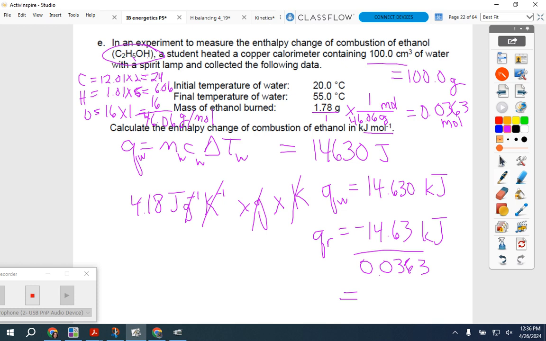So this is going to be negative because remember our heat was negative. 403 kilojoules per mole. Or I'll write it the way they do, moles to the negative 1. And that is our change in enthalpy. A lot going on here.